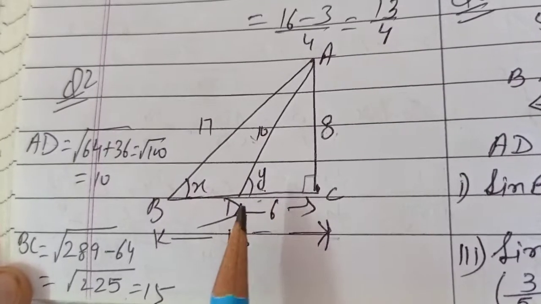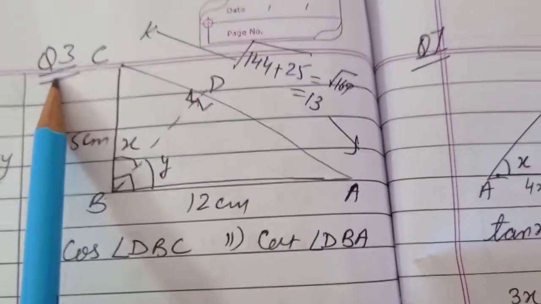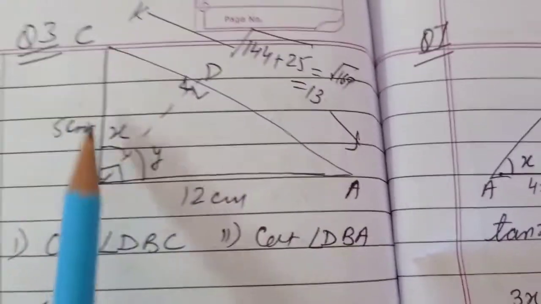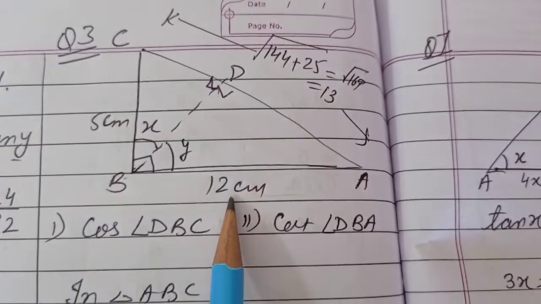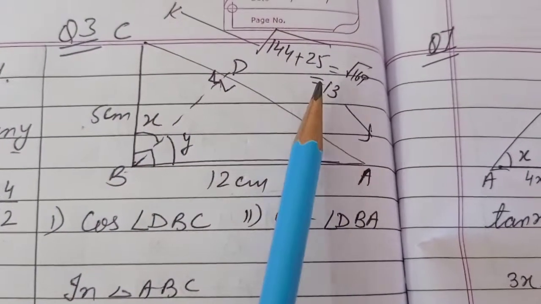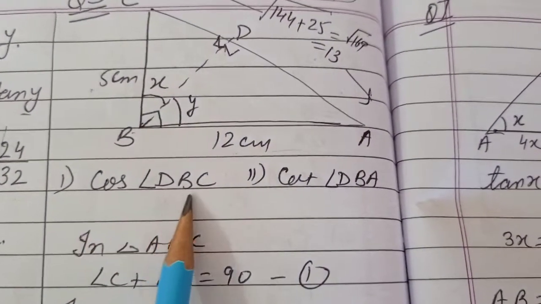Complete the question yourself. Question number 3rd and 4th are a different type of sums and very important. Please understand the question carefully. This is the given triangle in which this side is given 12. This is 5. I found this side using Pythagoras, that is 13. Then we are asked to find cos DBC.